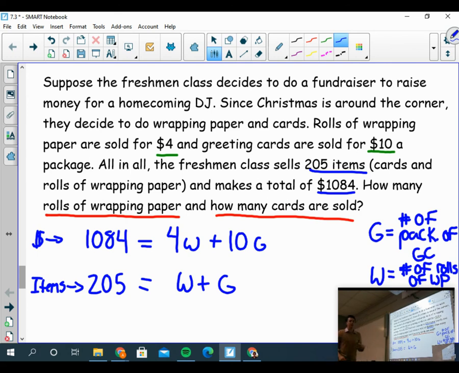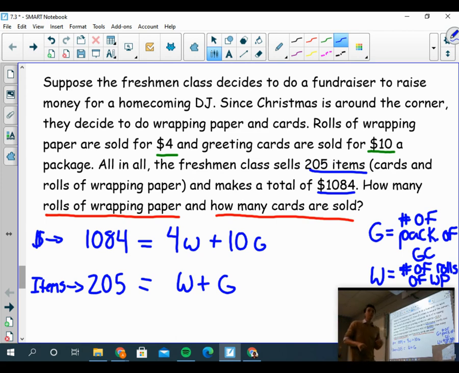Why? Because the 4 and the 10 have to do with money and how much money we're making. We're not talking about money in this second equation. We're just looking at the number of items. So I now have two written equations that resemble the situation. And now what I need to do is find W and G.